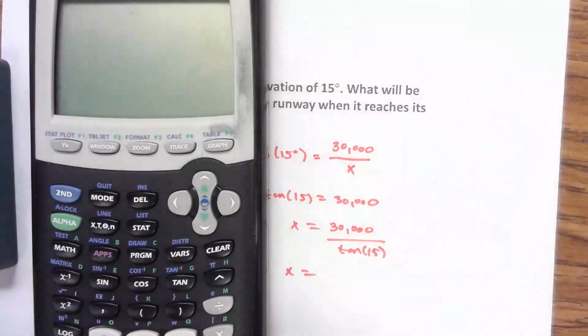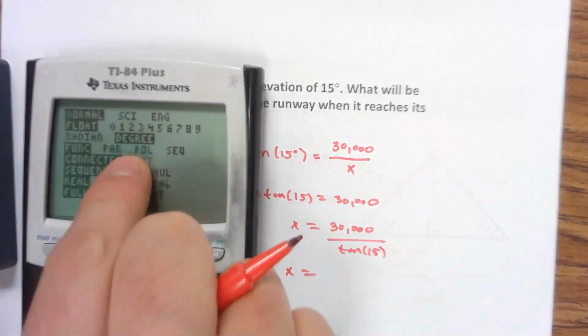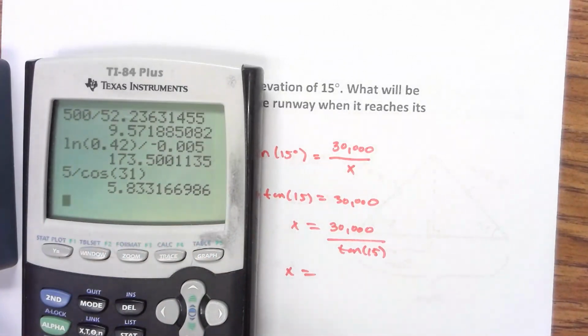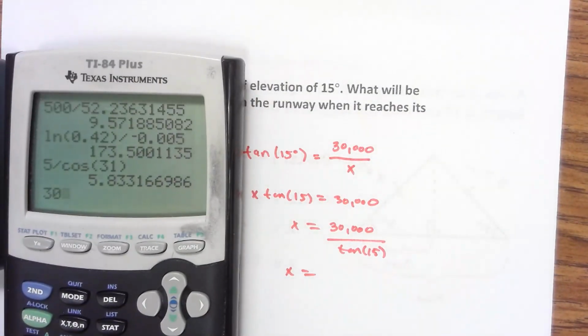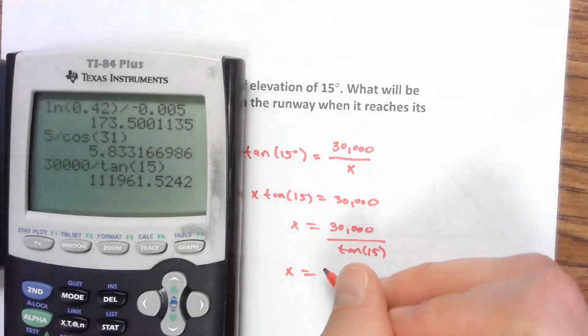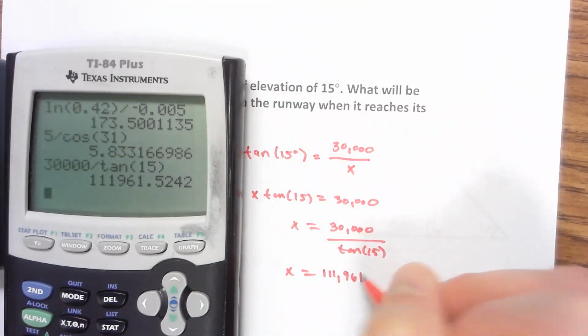So 30,000, and I should again double check that my calculator is in degree mode. Which it is. Always a good habit to check that before you start plugging things into the calculator. So 30,000 divided by tangent of 15 is, what is that, 111,961.5 feet.